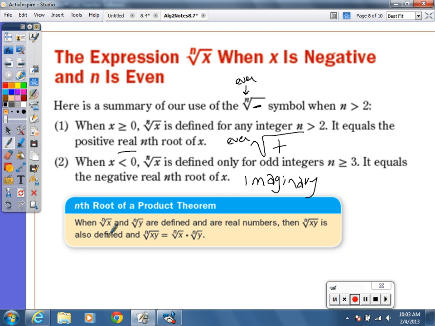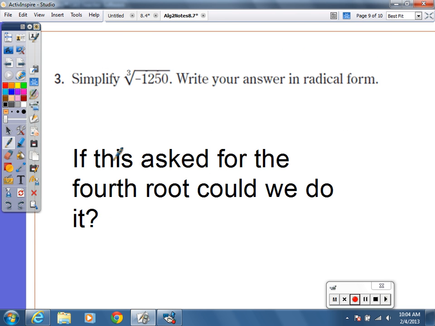When the nth root of x and the nth root of y are defined and are real numbers, so if they both work, then you can multiply. Basically, if this is something that works and this is something that works, then you can multiply them together if it's defined and real. So if it's an even root and a negative, you cannot multiply. Look at the pieces first before you multiply them together.